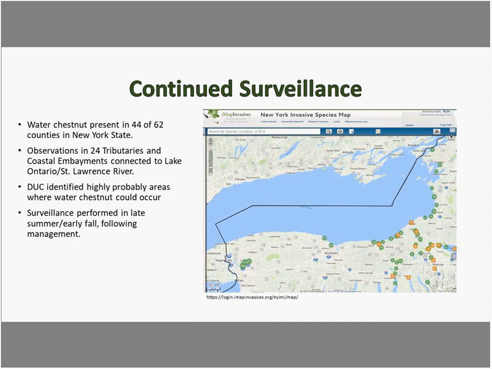So what we've done is create a list of highly probable areas where water chestnut could occur within Lake Ontario and the St. Lawrence River, and we perform surveillance to identify or find plants in these areas that are likely to be affected once our management has been completed.